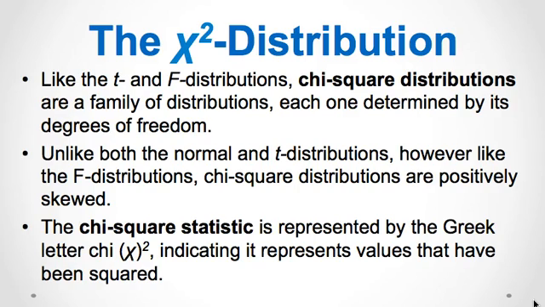The chi-square distribution, like the T and F distributions, is a family of distributions with total area of 1. Each chi-square distribution is determined by its own degrees of freedom. Unlike the normal and T distributions, but just like the F distributions, chi-square distributions are positively skewed, or skewed to the right.